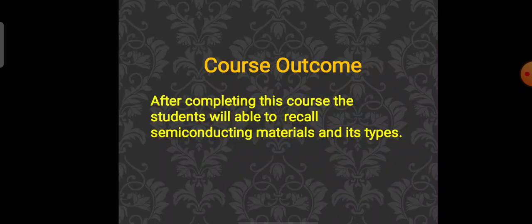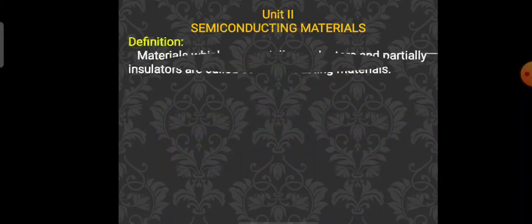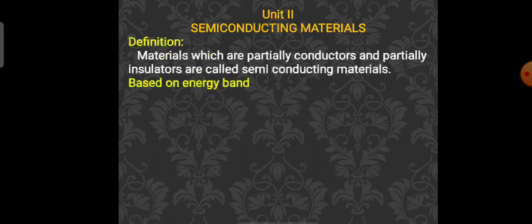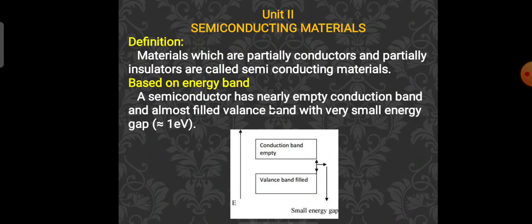After completing this course, the students will be able to recall semiconducting materials and its types. First of all, what is meant by semiconducting materials? The definition is materials which are partially conductors and partially insulators are called semiconducting materials. Based on energy band, a semiconductor has nearly empty conduction band and almost filled valence band with very small energy gap. That is, the energy gap is nearly 1 electron volt.